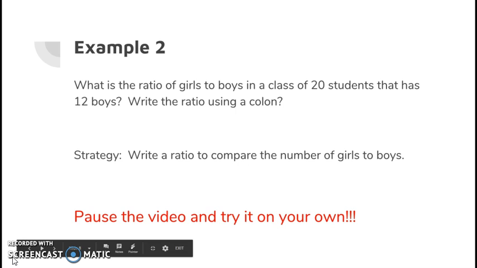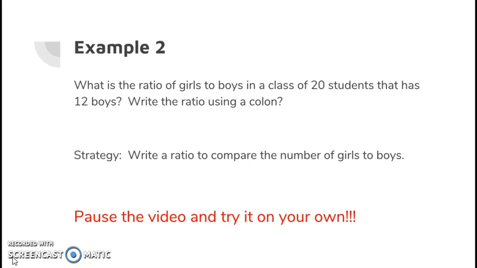All right, let's look at example 2. What is the ratio of girls to boys in a class of 20 students that has 12 boys? You're going to write the ratio using a colon. So this time it specifies to write the ratio as a colon. Now there may be some information that's missing here that you may have to figure out before you can actually write the ratio. So remember that you're writing a ratio to compare the number of girls to boys. I want you to pause the video and try it on your own first.